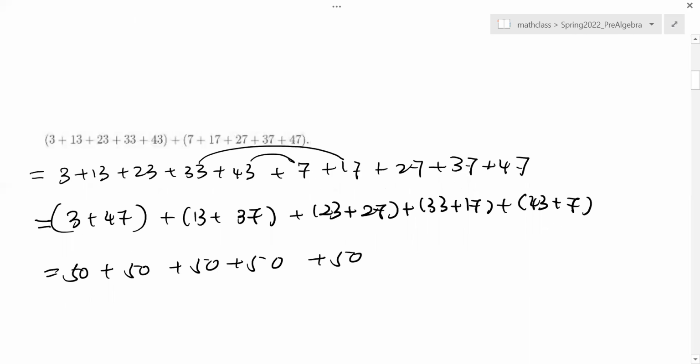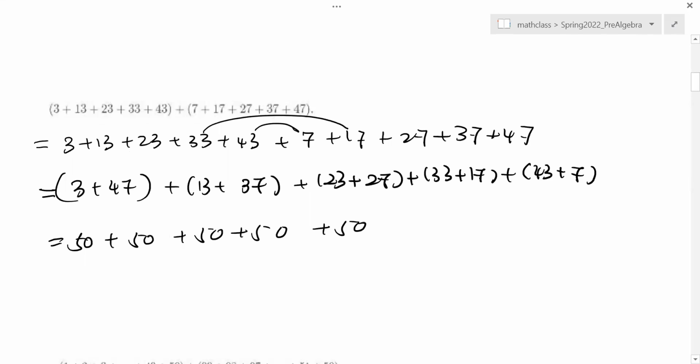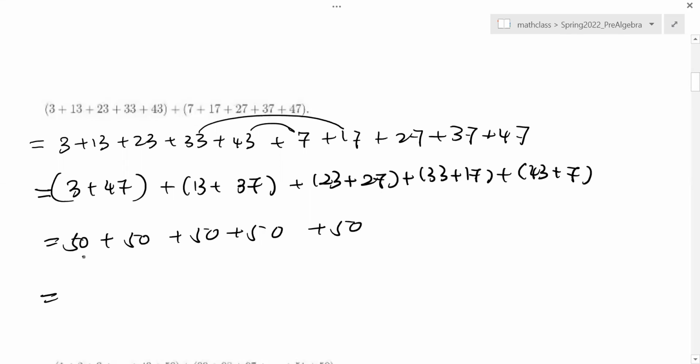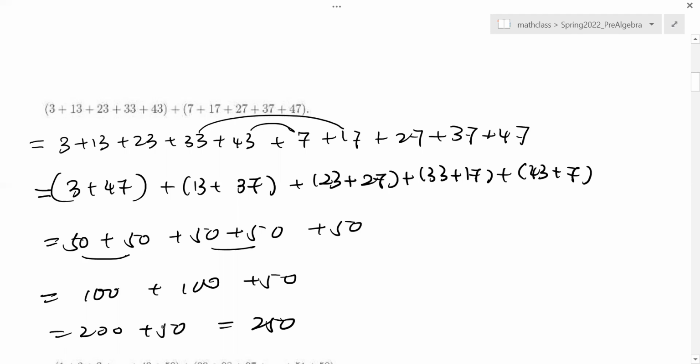Then you get 50, 50, 50, 50. If you already know multiplication, it's just 50 times 5, but I'm not going to talk about multiplication right now. So you can do it step by step. These two get grouped together, 100, and this group 100, and 150. So then you get 200, and plus 50, then you have 250.